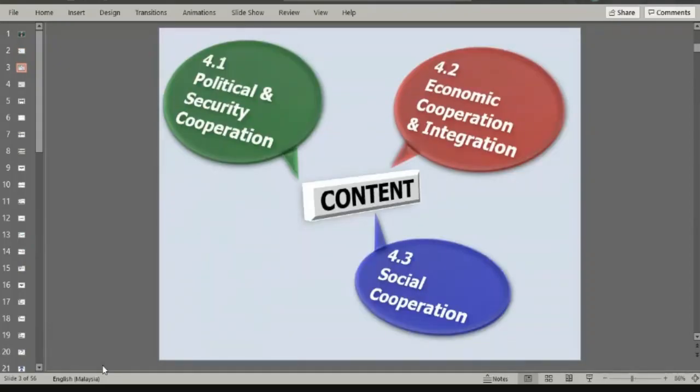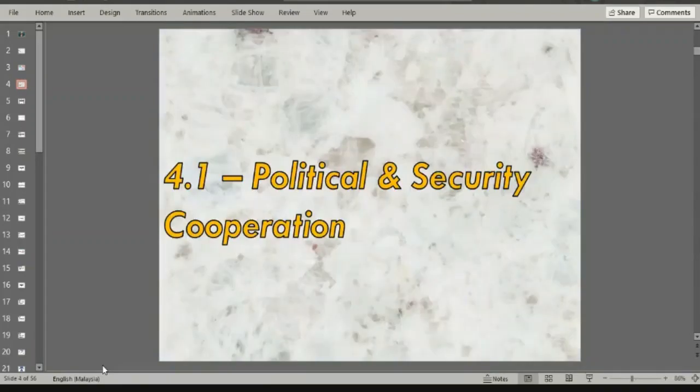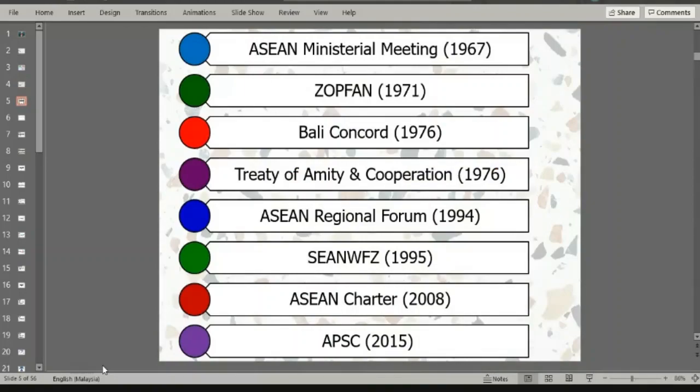As already mentioned, we have the three parts of chapter 4. Today and this Friday, we'll focus on the political and security cooperation. So these are the mechanisms that will be covered in part 1. Obviously, there are a lot more. In the past, how many years is that? Almost 54 years. So ASEAN has carried out numerous mechanisms or initiatives in all three areas, so we just focus on some of the more significant mechanisms when it comes to regional cooperation. These are the things we'll cover today as well as in Friday's class.